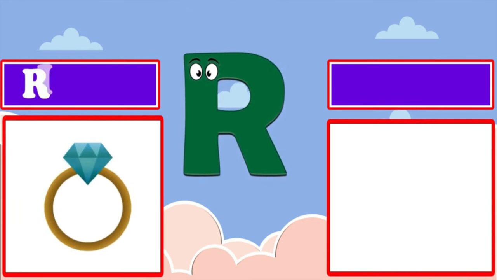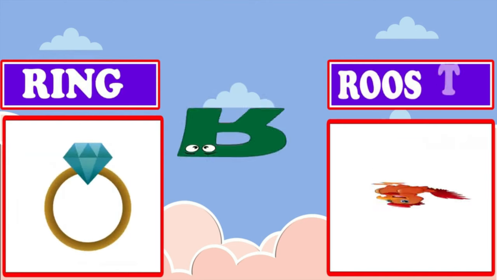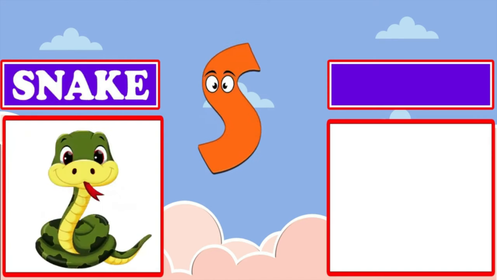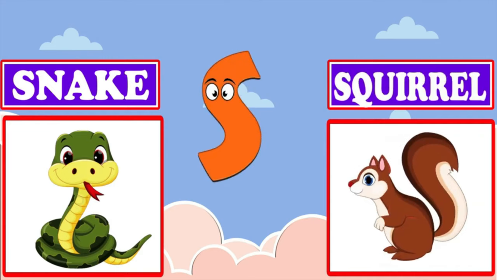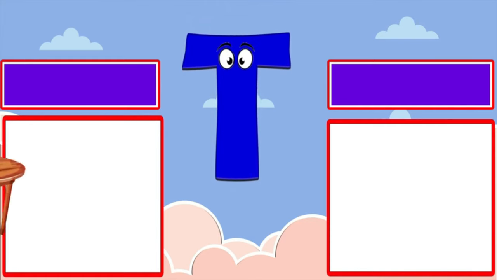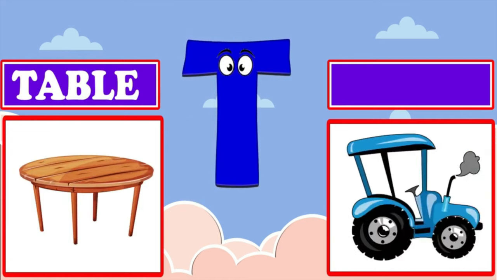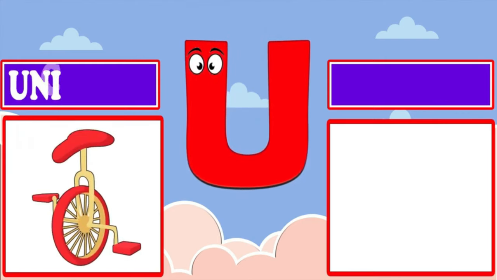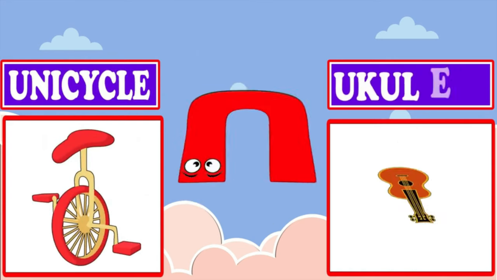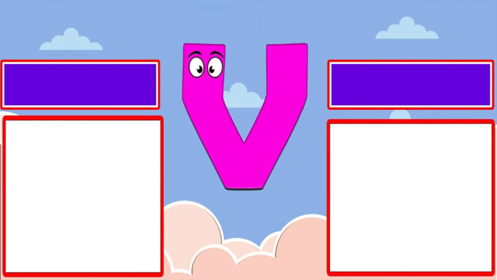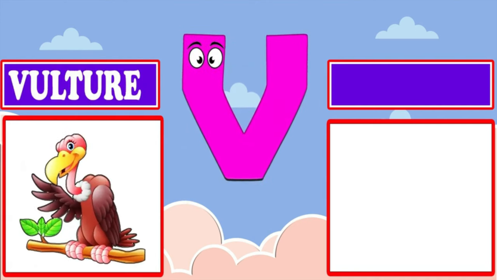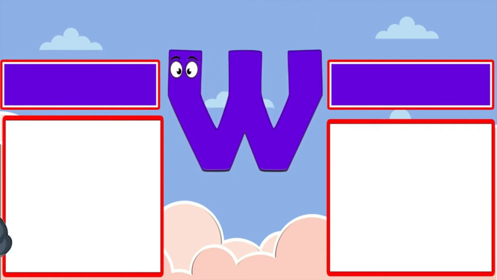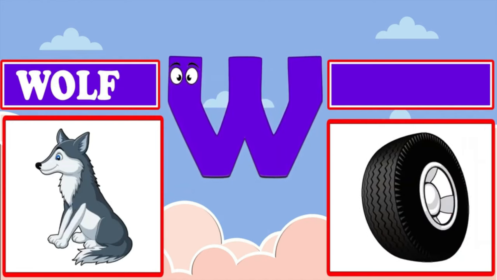R for ring. Rooster. S for snake. Squirrel. T for table. Tractor. U for unicycle. Ukulele. V for vulture. Volleyball. W for wolf. Wheel.